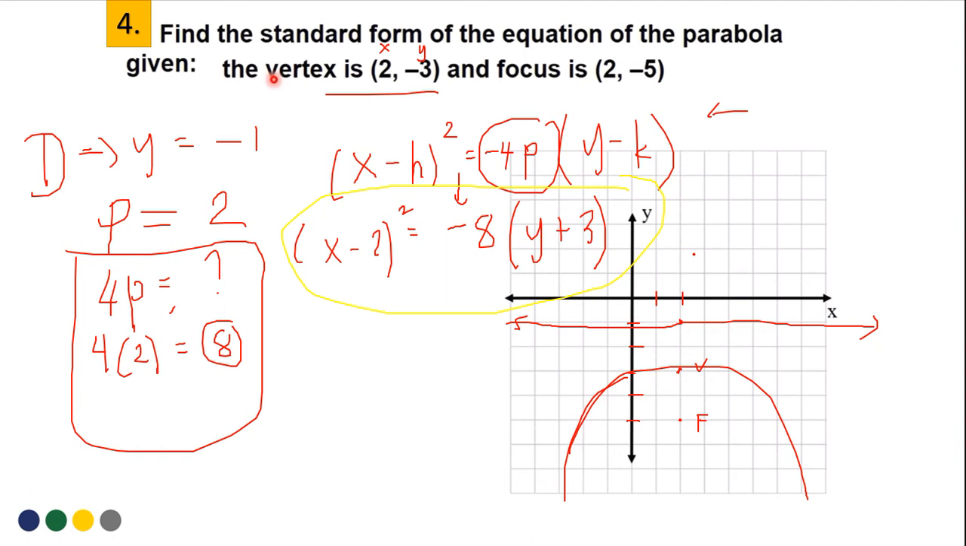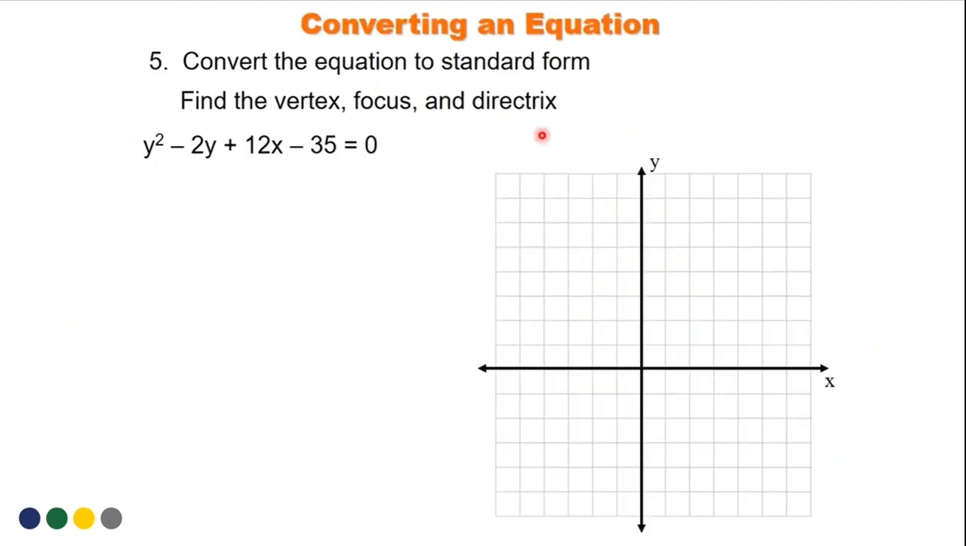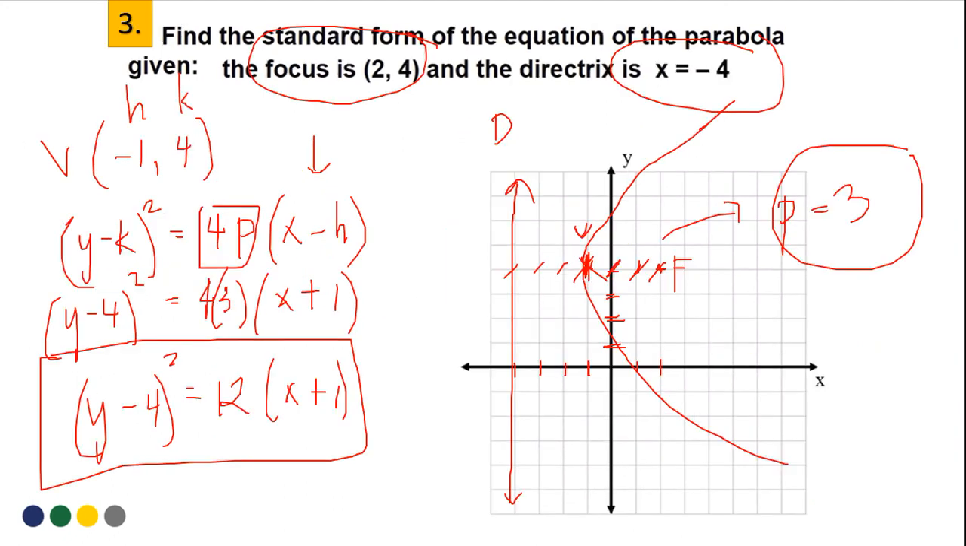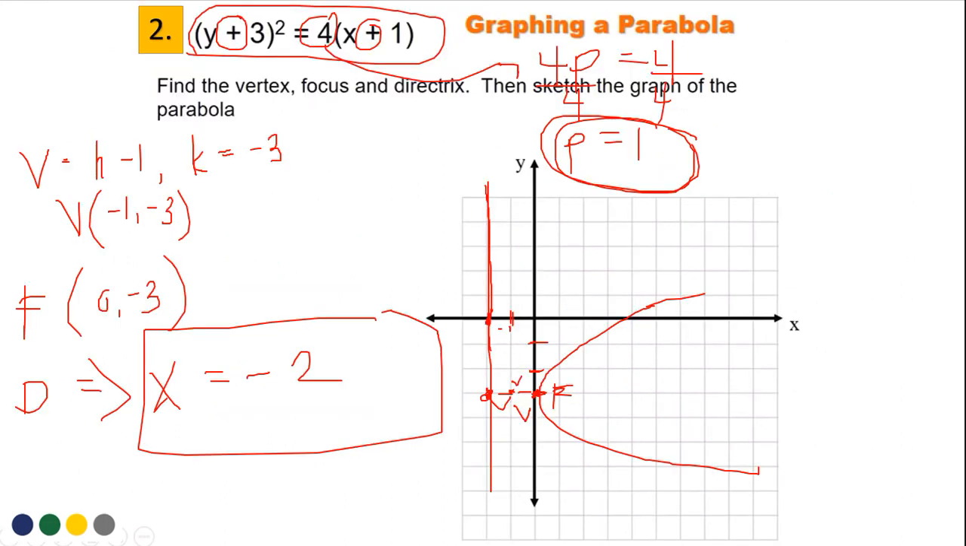Now, let's have another example. Sir, meron po. Sige, go. Huwag kayong mahiya magtanong. Sir, kanina po, during last questions po, Number 3. Number? Wait lang. Number 2.